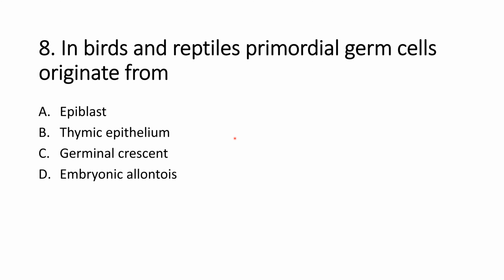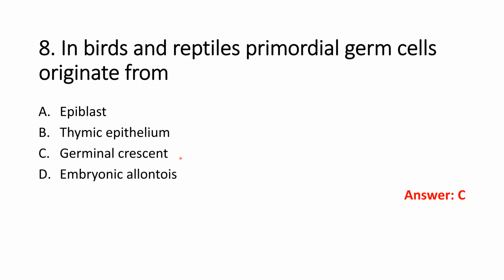Next, in birds and reptiles, primordial germ cells originate from option A, epiblast, option B, thymic epithelium, option C, germinal crescent, option D, embryonic allantois. Answer is option C, germinal crescent.